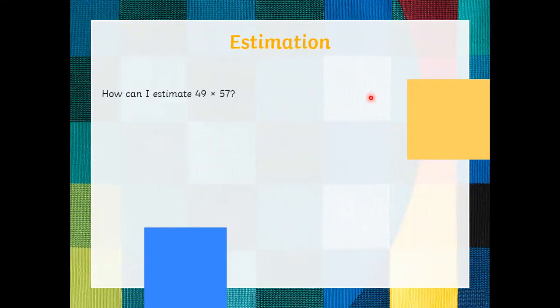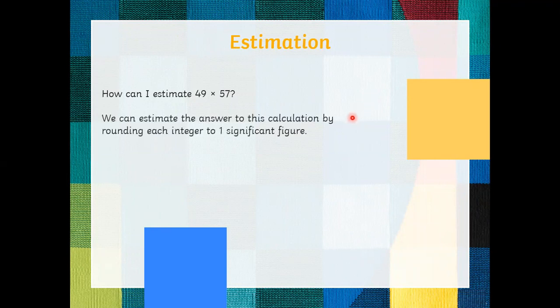So how can we estimate 49 times 57? We can estimate the answer to this calculation by rounding each integer to one significant figure. So if we had to round 49 to one significant figure, that would go to 50, right? And then if we had to do the same for 57 to one significant figure, that would round up because it's above the midway point. This also rounded up, by the way. So 57 would round up to 60.